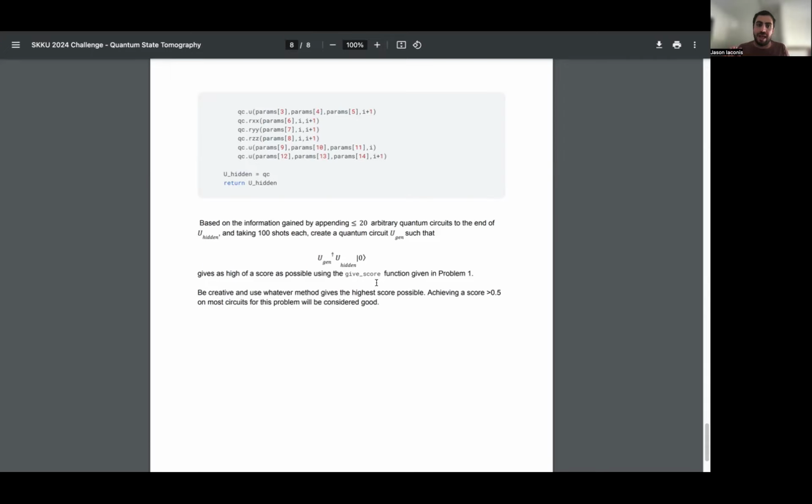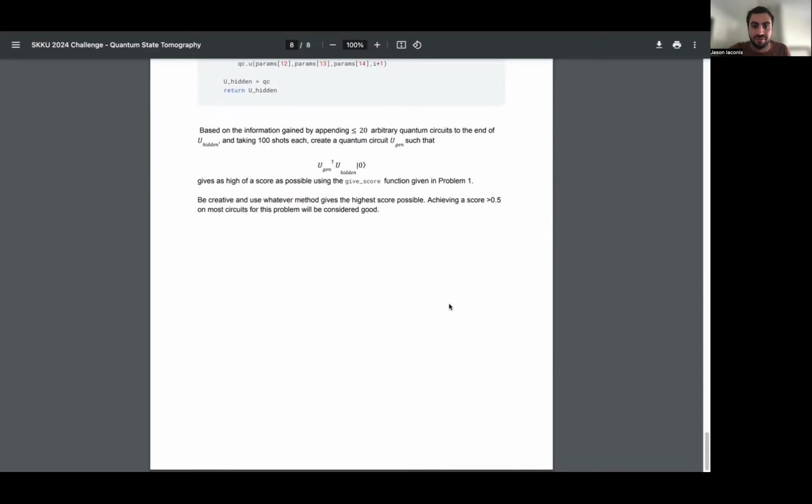Now, this is actually quite a bit more challenging than the previous problems, but you should be creative. Try and use whatever methods you can. There's multiple different solutions for problem 3. And if you get a score above 0.5 for most circuits here, you should consider that to be very good. Although it is possible to even get into the 90s for this problem, 0.9 or above.